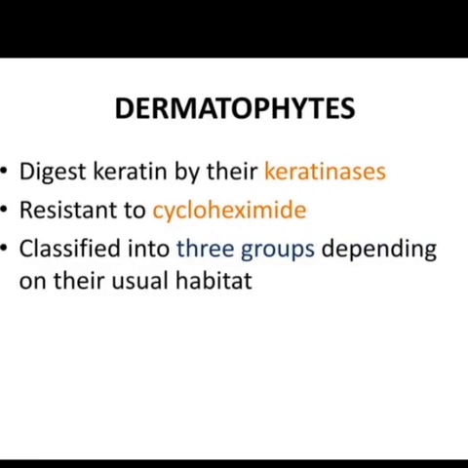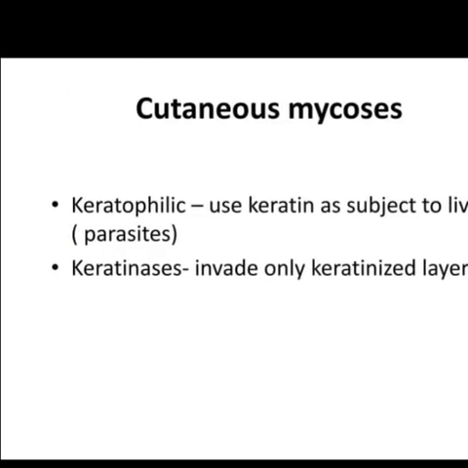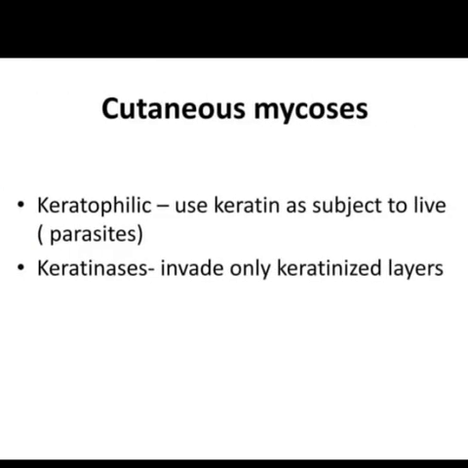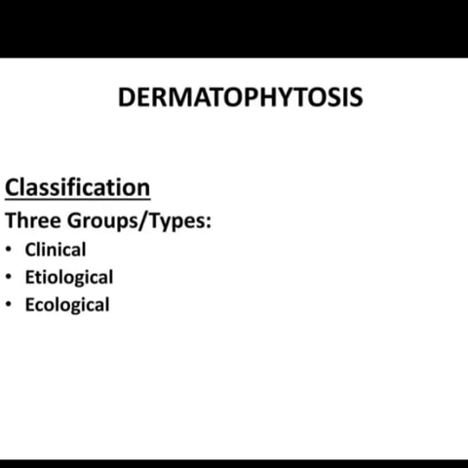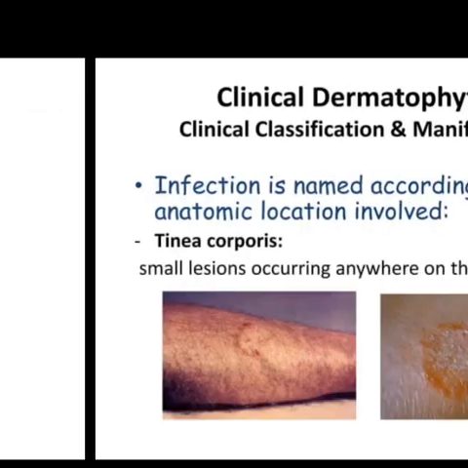They digest the keratin by keratinolysis. They are resistant to cycloheximide, and are classified into three groups depending on their usual habitat. Cutaneous mycosis agents are keratophilic, which use keratin as a substrate to live. Keratinolysis: they invade only the keratinized layers. Classification: there are three groups or types: clinical, etiological, and ecological.